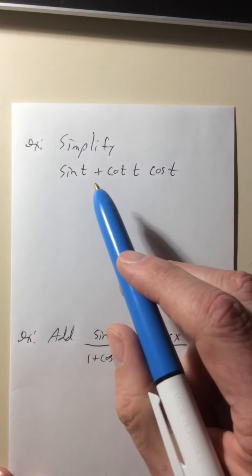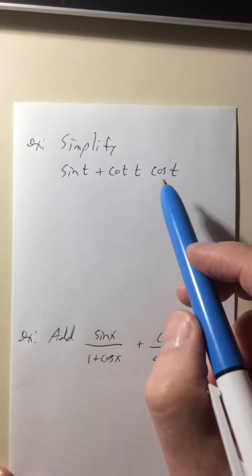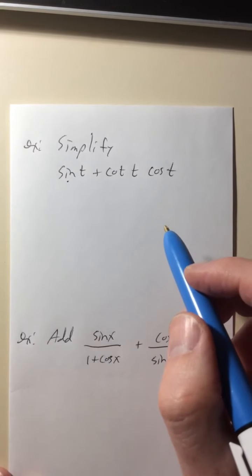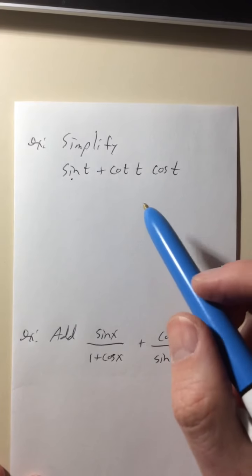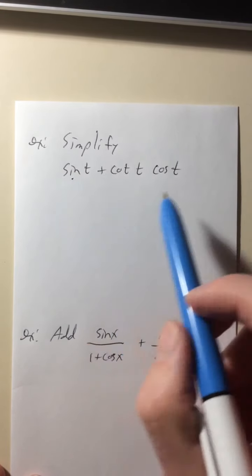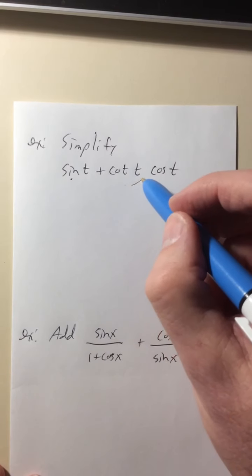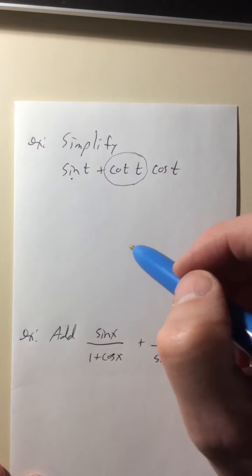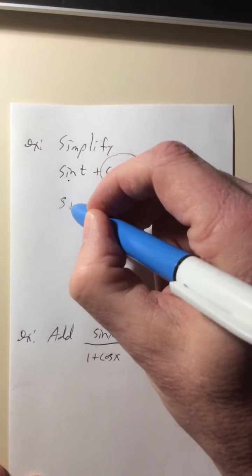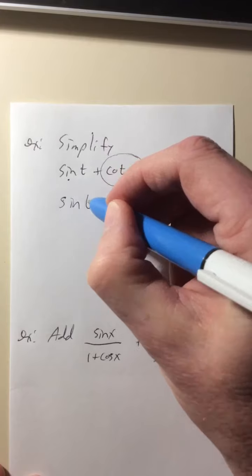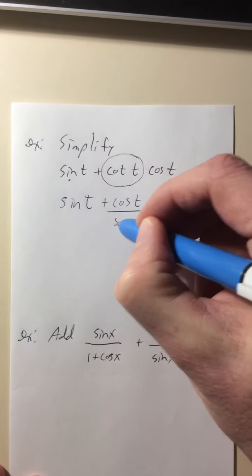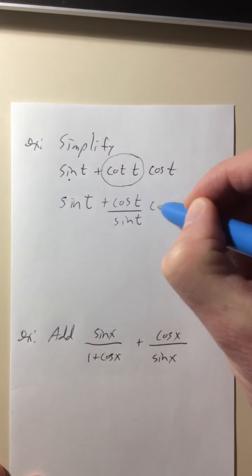All right, so we want to simplify this guy right here. And again, we see sine and cotangent and cosine, and how are we going to deal with all that? Well, again, we're going to try to turn everything into sines and cosines. So this is already a sine, that's already a cosine, so we know that there's an identity for this. Cotangent is the same as cosine over sine. So I'm going to do sine of t plus cosine of t over sine of t times cosine of t.